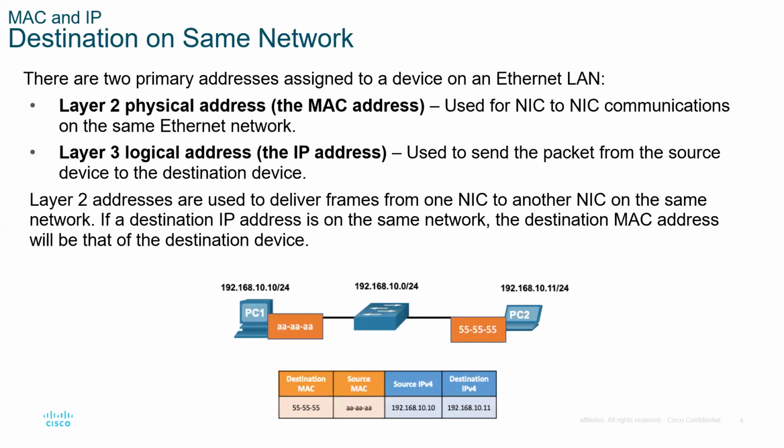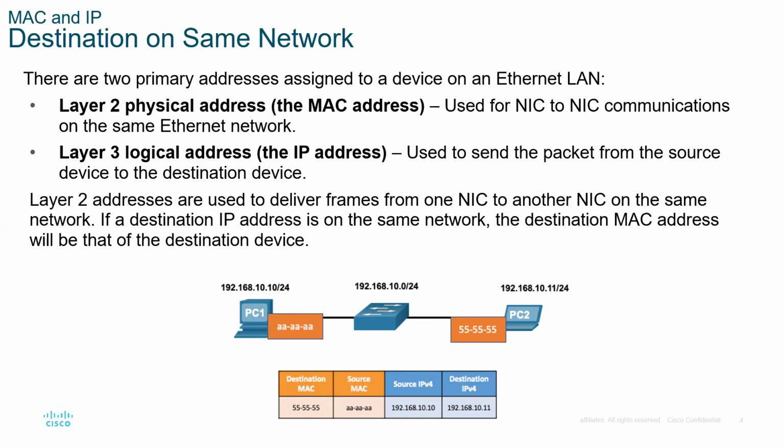Right, MAC and IP. There are two types of addresses that are assigned to a device: the physical, the MAC address, and the logical, the IP address. The MAC is used for NIC-to-NIC communication on the same Ethernet network. Very important, on the same Ethernet network. When it's remote, we can no longer communicate NIC to NIC via the layer 2 physical address. The layer 3 address is used to send the packet from the source to the destination, whether local or not local.